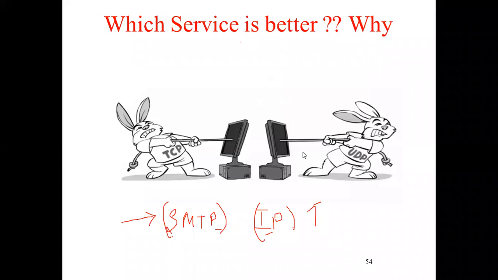Then we come to know that these two services further have two protocols. One is known as the TCP protocol, and the other is known as the UDP protocol. Please remember this: TCP is your connection oriented service and UDP is your connectionless service. This is what we studied in the previous class.